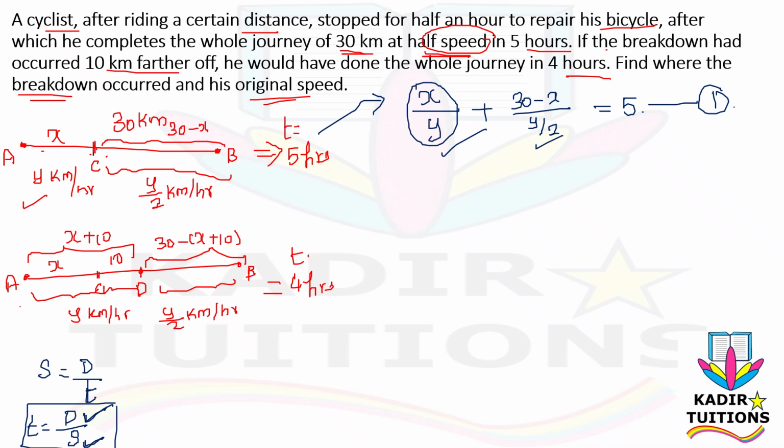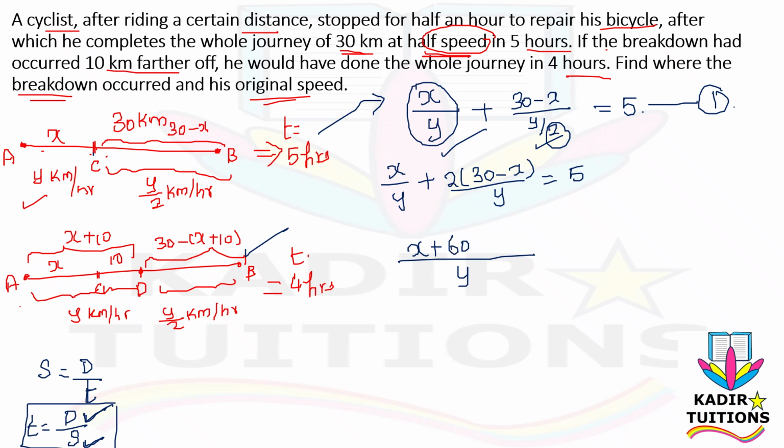First we'll simplify this equation and put it in a linear format, and then we will move to the second case equation. So I can write x by y plus, since the 2 is in the denominator, we can move it to the numerator, 2 into (30 minus x) divided by y equals 5. Here y is common, so we can take it as the LCM: x plus 60 minus 2x, all over y, equals 5.